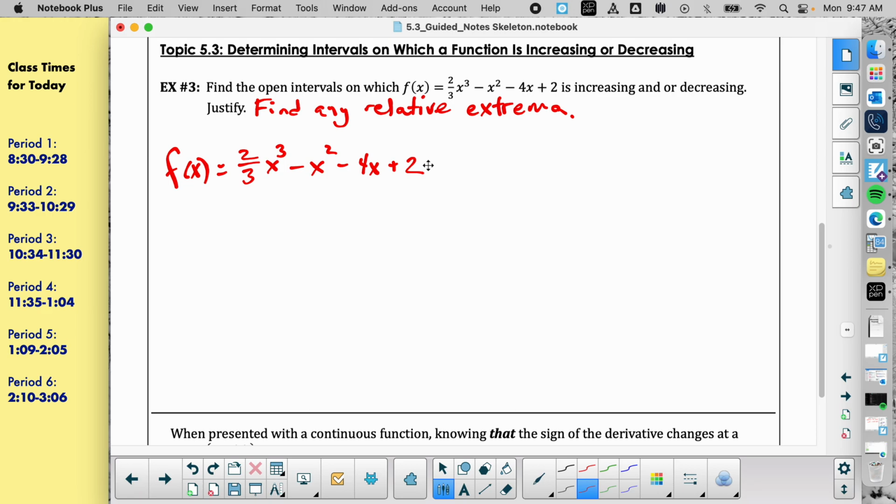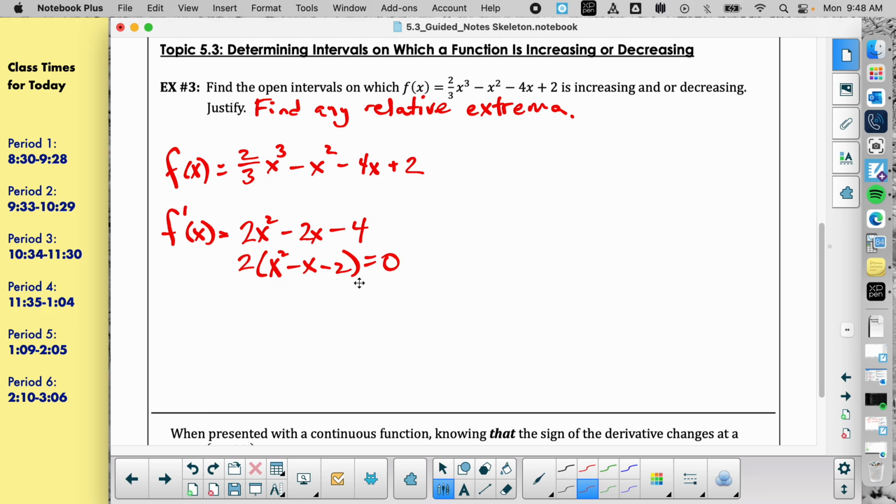Relative extrema happen at critical values of x when the derivative is undefined or equal to 0. So that means I need to find my derivative. The fact that this is a polynomial tells me there's not going to be any undefined values, so I'm going to need to look for zeros if there are any. So 2x squared minus 2x minus 4, which is 2 times x squared minus x minus 2, equal to 0.